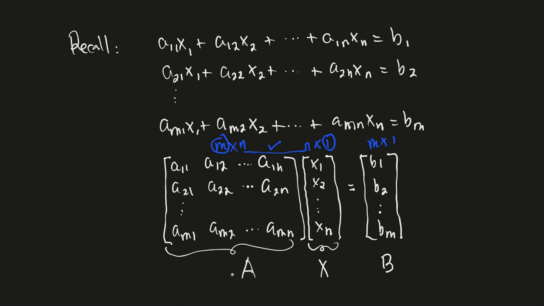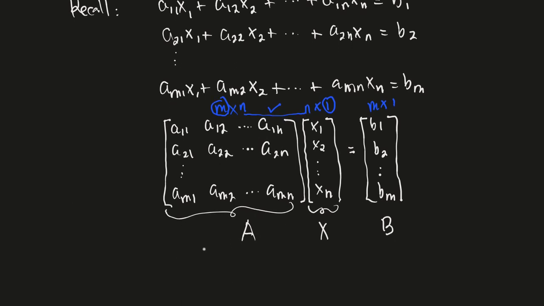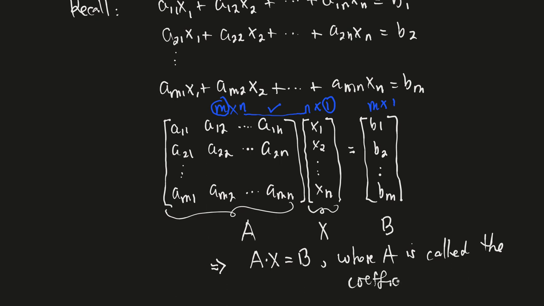And with this, here is the alternative form. We can say that this system can be written in the form A times X is equal to B, where A is called the coefficient matrix of the system.